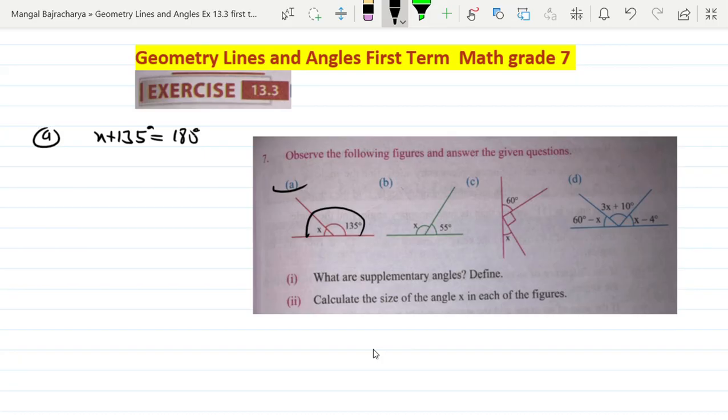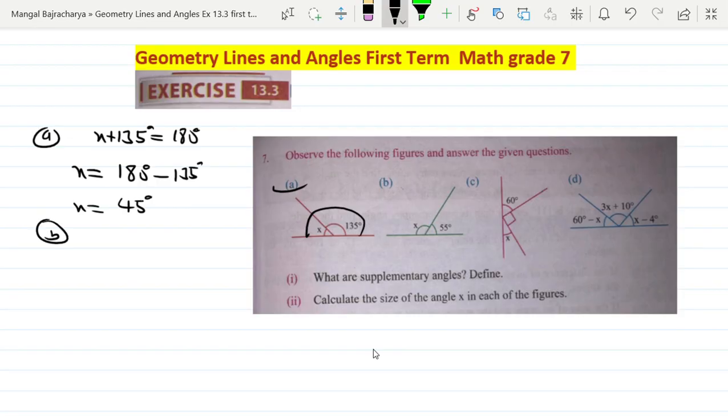Any reason which you find better, or which you are confident to write, please write that one. But I'm not writing that now, I'm just saying. And now after writing that, x you can find by sending this 135 to the other side for subtracting. So you get x equal to 180 minus 135, and that gives you x equal to 45 degrees. So A is done.